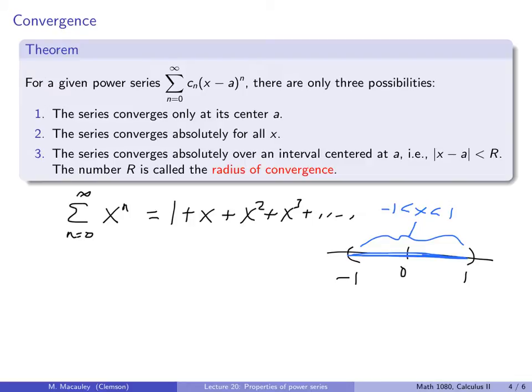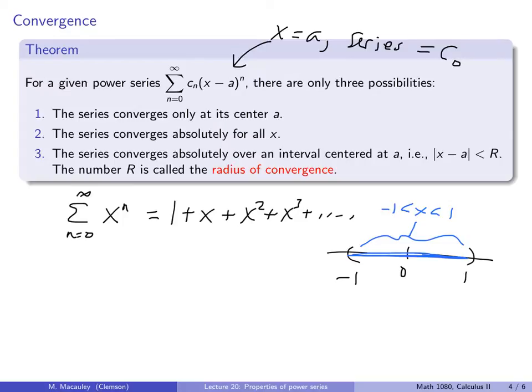So one possibility is the series converges only at its center a. For any power series centered at a, I don't care how bad this is, if you plug in x equals a, then the series, as we've defined it, is just c naught. That will converge. So every series converges at least in the center. Another possibility is the series converges absolutely for all x. It doesn't matter what you plug in, you're going to get some function.